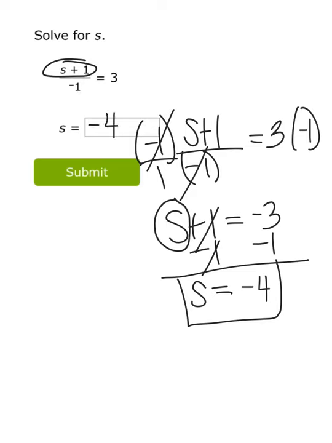Okay, what's cool about these is you can always plug it in and check your work, which I know you just love to do. But before you hit submit and don't want to miss that IXL question, go ahead and check yourself. So plug in -4 in for S and check, does it equal 3? So -4 plus 1 is -3, and then -3 divided by -1 would be +3. So I know I did it correctly. Alright, moving on to the next example.